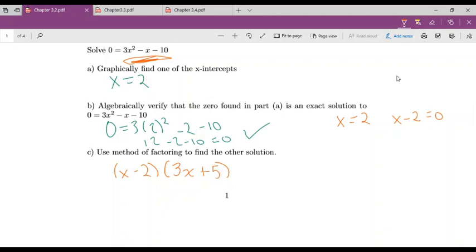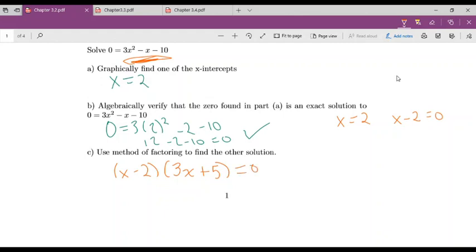So if we look at it, we've solved it. 3x times x is 3x squared. x times 5 is going to give us a 5x. Negative 2 times 3x is going to give us a negative 6x, which gives us a negative x, and negative 2 times 5 gives us a negative 10. So we have found the factorization of it. So all this equals 0.